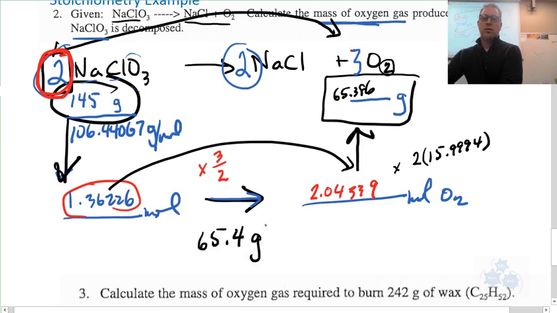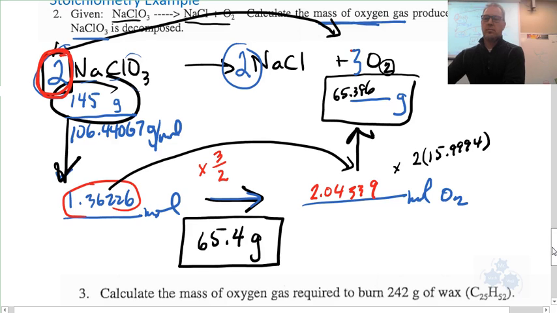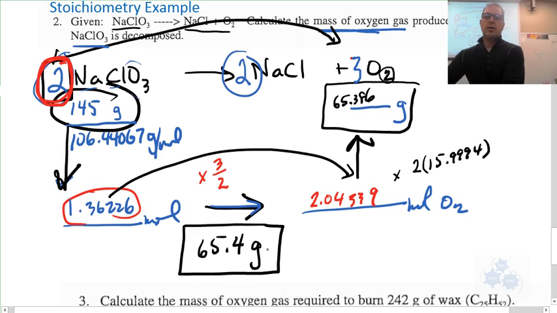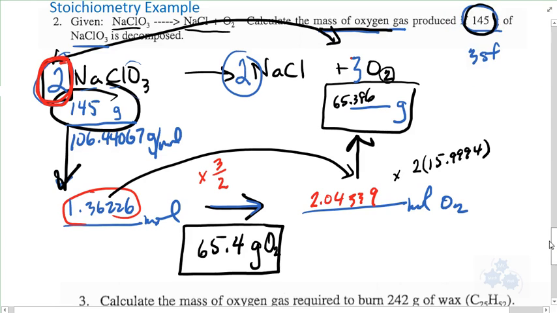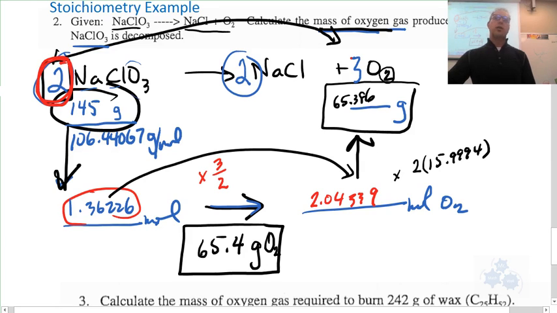So that would be 65.4 grams. Do we need to say grams of O2? To be complete, if you put O2 there, that'd be great. Yeah, that would be awesome. If you don't, it's fine, just 65.4 grams. Make sure you have your units there. I'm looking for mass of oxygen, so I know what you're talking about. But yes, you should put the right sig figs and units for sure.